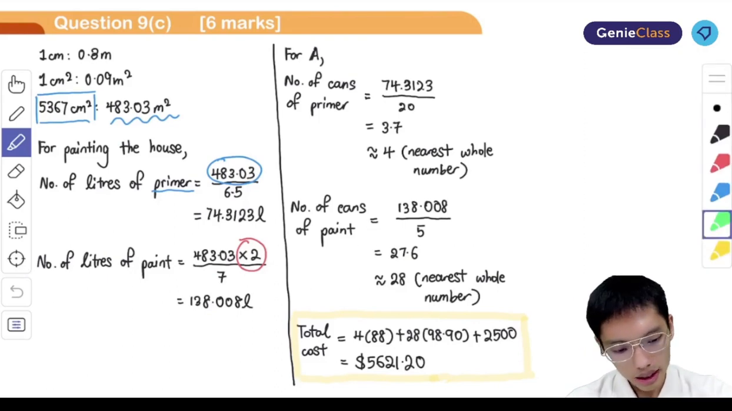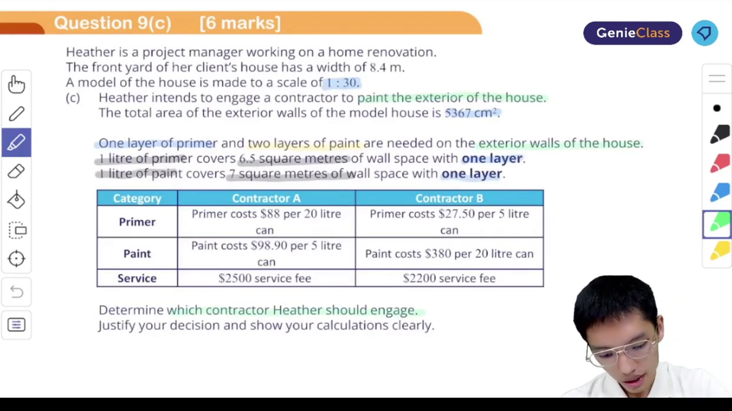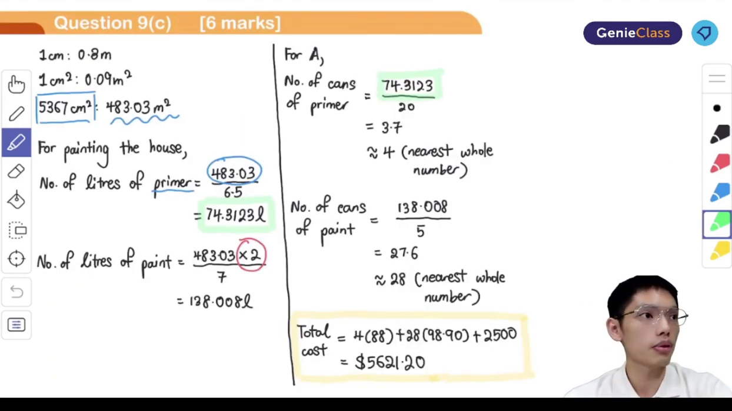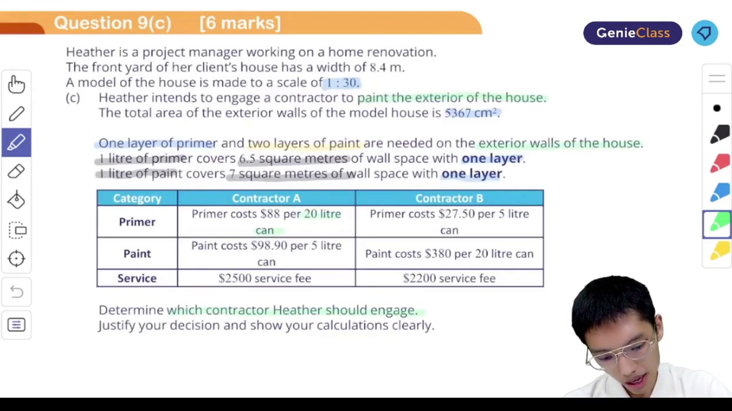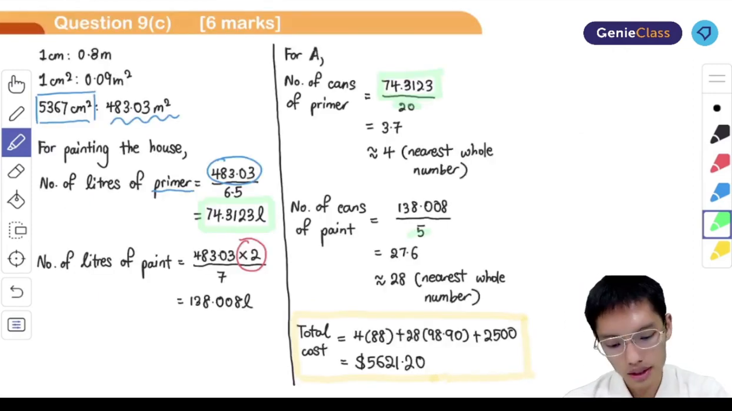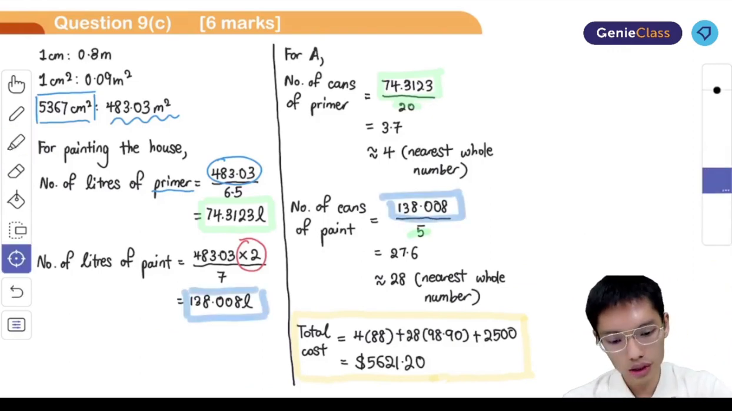Now back to this, liters of primer. This is the amount that we have. Each can in this case for contractor A is 20 liters. So that's where I divide by, a lot of information down there, so just bear with me, 20 liters. And for contractor A's paint, 5 liters. So that's where I do it for 5 liters, respectively with these numbers over here. Again, even though the number is low, we round it up to ensure that we have enough.